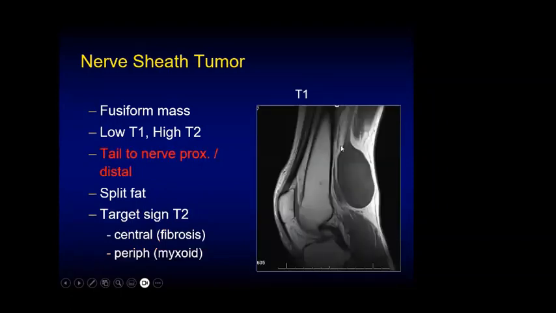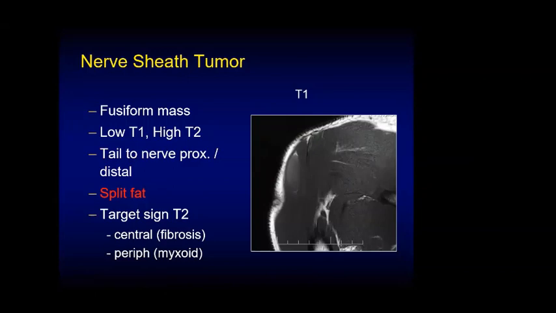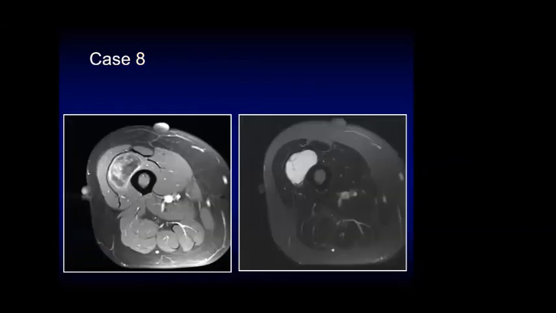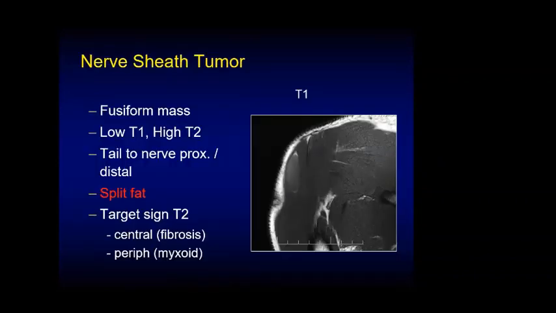We have the tail sign, and the tail sign indicates that the tumor is arising, for example, from the sciatic nerve here. So that's again another feature to suggest that this is a peripheral nerve sheath tumor. Sometimes you have what we call the split fat sign, which is another imaging appearance of peripheral nerve sheath tumor. So there are certain features that help you characterize benign soft tissue tumors and describe them, and you can tell with confidence what the tumor might be.